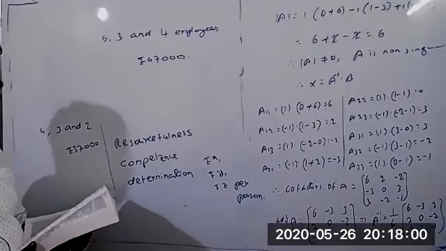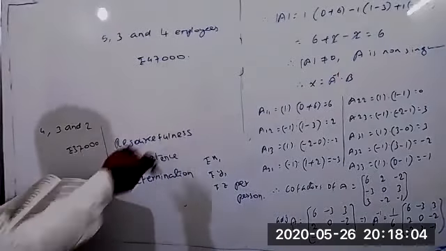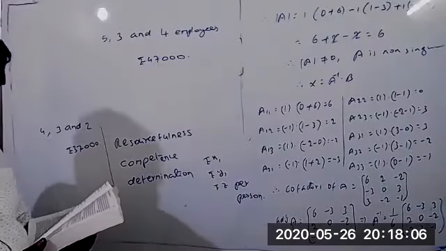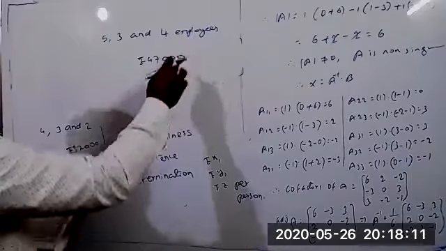47,000 means what? Tell me now. That equation is 5x plus 3y plus 4z equal to rupees 47,000.